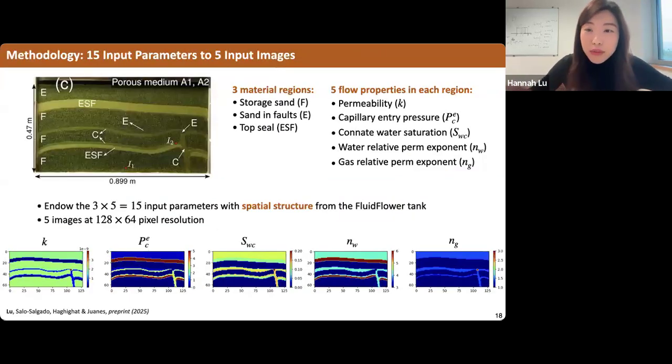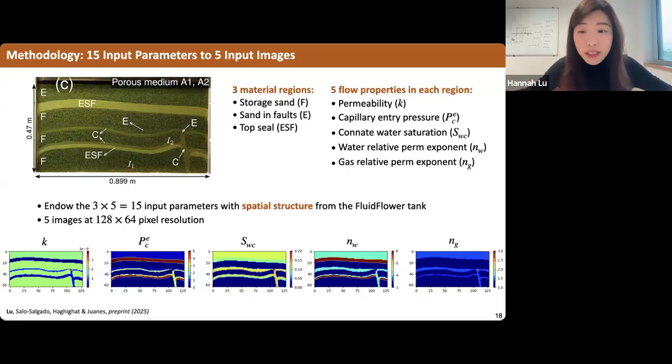So as an input, we have three material regions: the storage aquifer, the seal, and the fault. And we have different properties: the permeability, the capillary entrance pressure, the residual water saturation, the water relative permeability exponent, and the gas relative permeability exponent we used in the Corey constitutive laws. So 3 times 5, we have 15 input parameters.